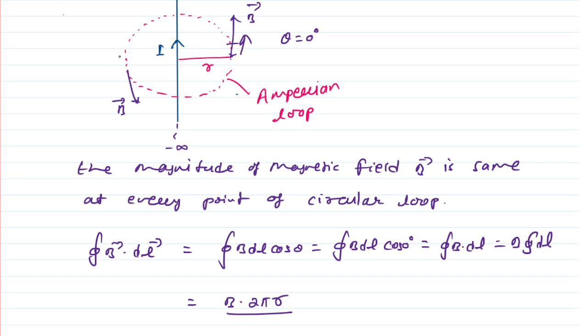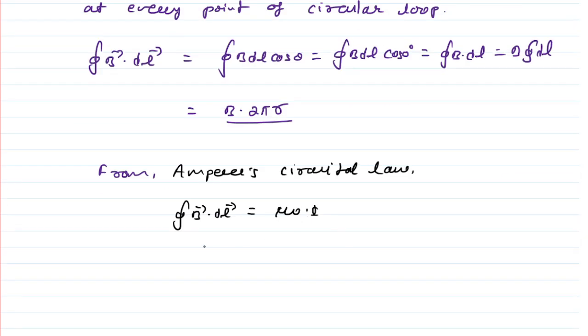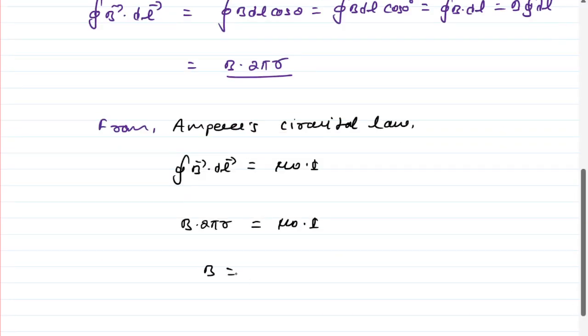So this Amperian loop is going to enclose this conductor, and this conductor is going to carry a current of I. So what is the current enclosed by this Amperian loop? I only, which is flowing through the conductor, and we have already done the calculation of B dot dl, which is B into 2 pi r, equal to mu naught into I. So B we can directly write as mu naught I upon 2 pi r.